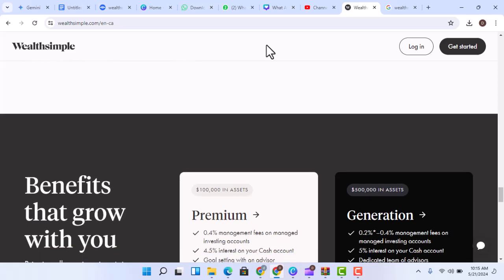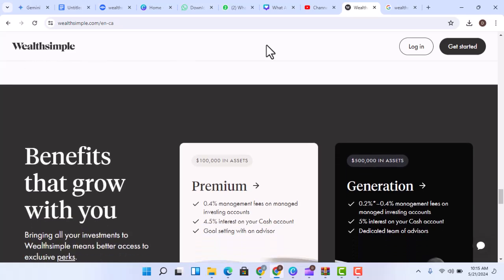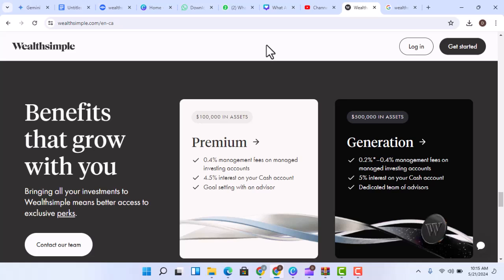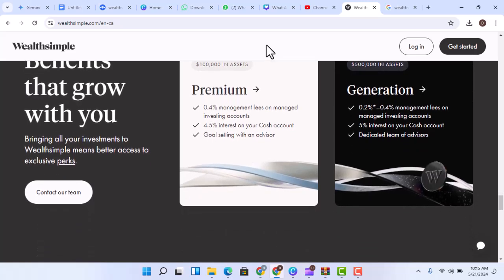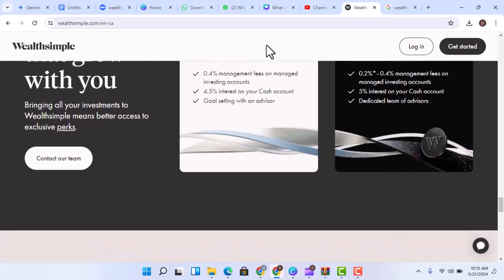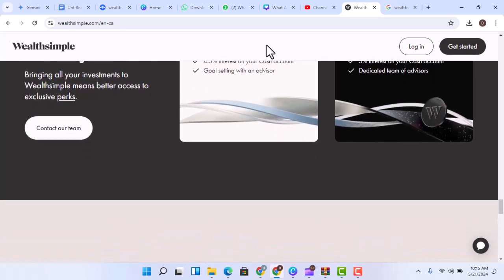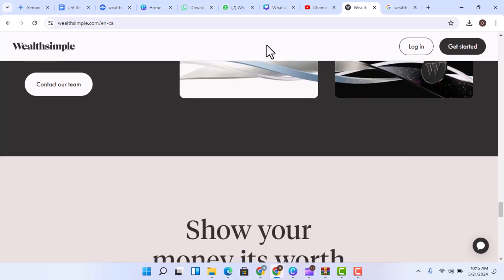Tips for successful stock investing. Diversification. Don't put all your eggs in one basket. Investing in a variety of stocks can help to reduce your risk. Long-term perspective. Stock investing is a long-term game. Don't get too caught up in short-term price fluctuations.